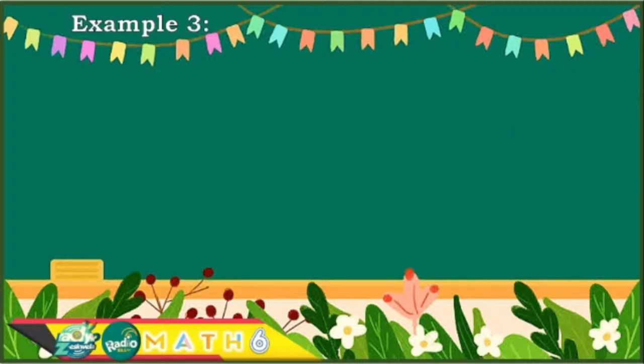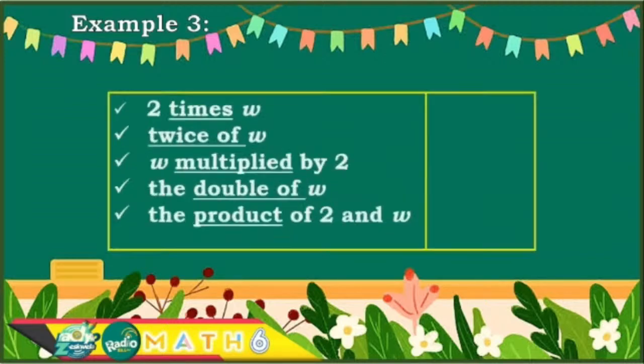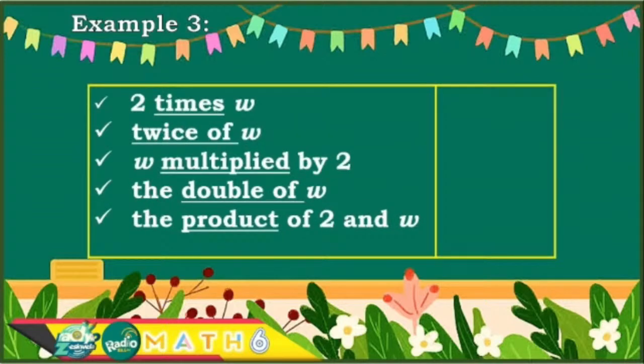And for the third example, the word phrases 2 times w, twice of w, w multiplied by 2, the double of w, and the product of 2 and w can be translated into the algebraic expression 2w.